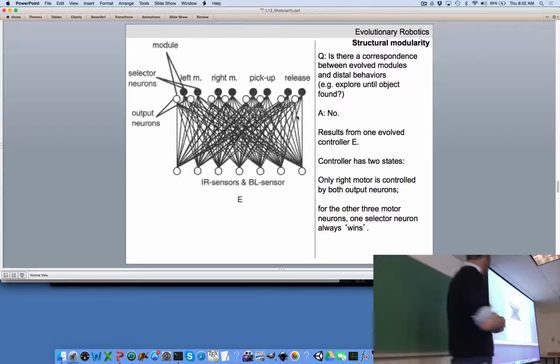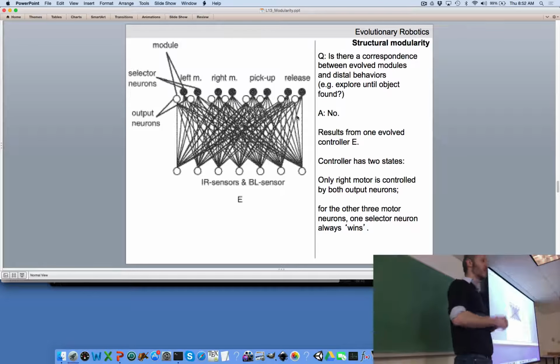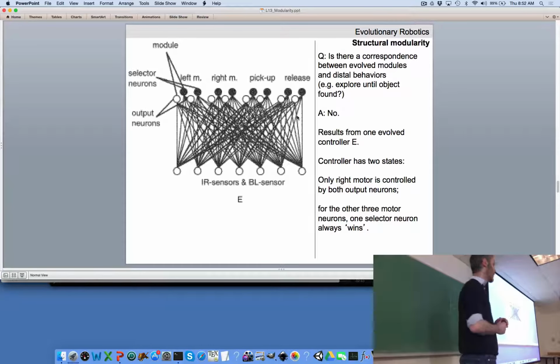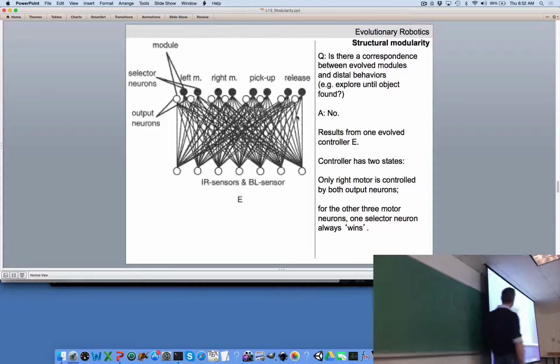Okay, so is there a correspondence between the modules that evolved and the ones that we as human designers think might be useful? And the answer is no, and we're going to see why in a moment. We're going to see that the answer is no, at least for one of the evolved networks that they looked at. In this particular evolved network, it didn't take advantage of all the 16 possible states. It didn't use all 8 possible modules.